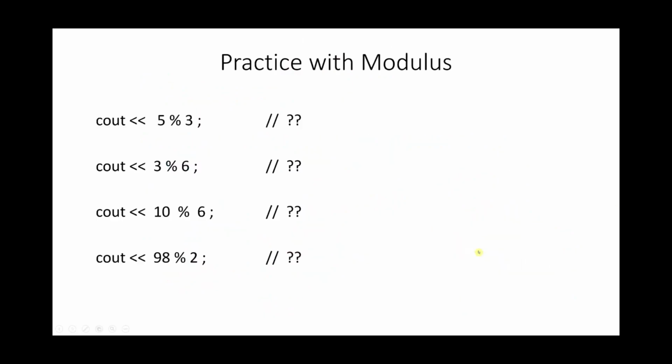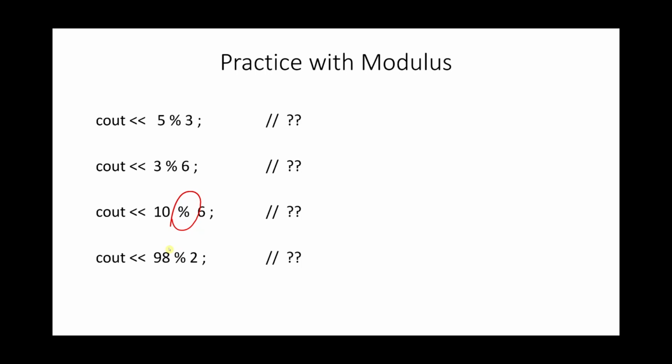Okay, so let's do that. Cout 5 mod 3. What is 5 mod 3? Okay, you guessed it right. 2. What is 3 mod 6? 3. Why is that? Because 3 divided by 6 is 0. What do I have as a remainder? 3. 10 mod 6 is going to be, the division is 1, and the remainder is 4. And the modulus is asking you for the remainder, so the result is 4.